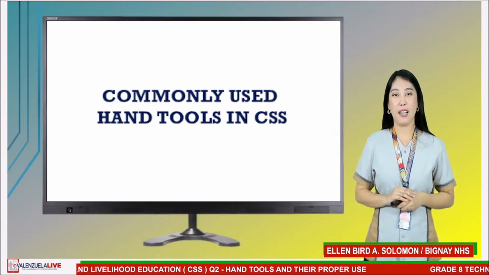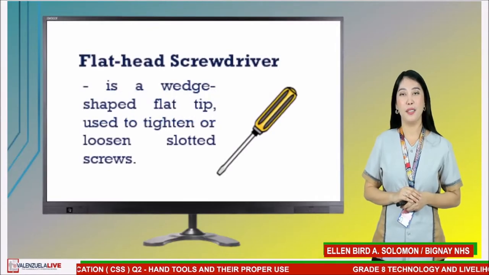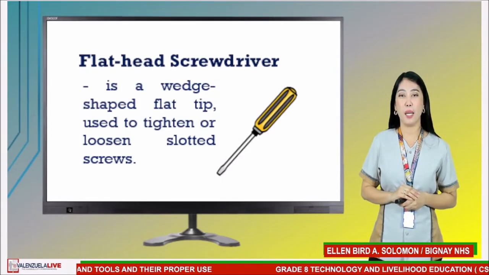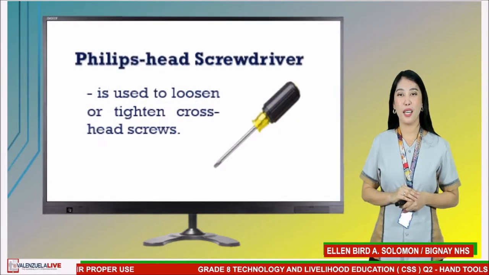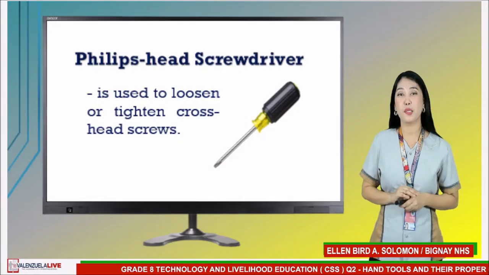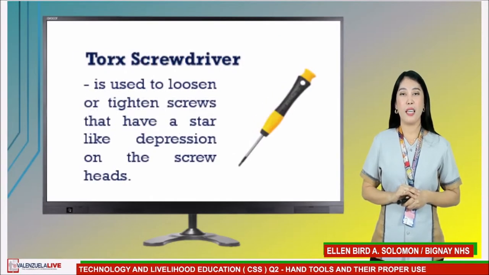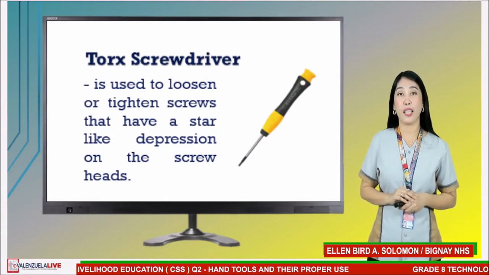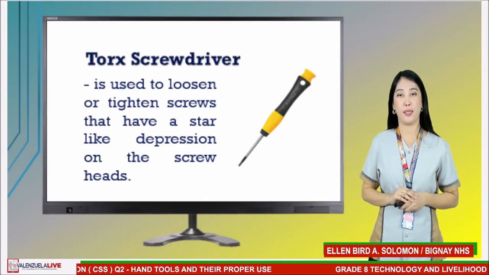And here are some hand tools commonly used in CSS. We have the flathead screwdriver. It has a wedge-shaped flat tip used to tighten or loosen slotted screws. We also have the Phillips head screwdriver. It's used to loosen or tighten crosshead screws. Next is the Torx screwdriver. It's used to loosen or tighten screws that have a star-like depression on the screw heads.